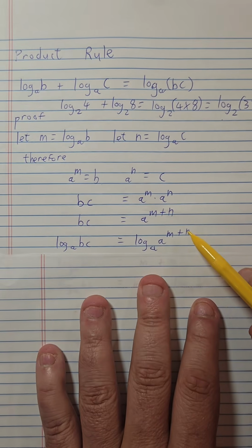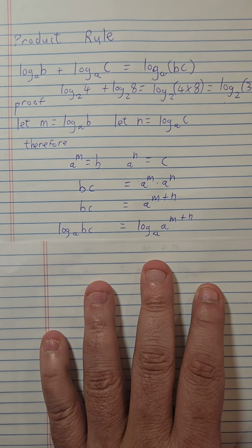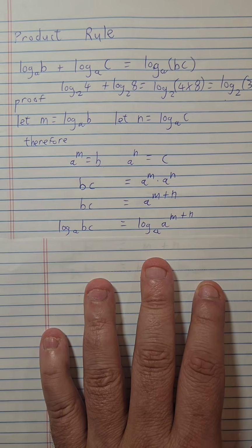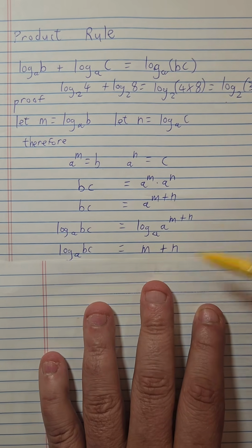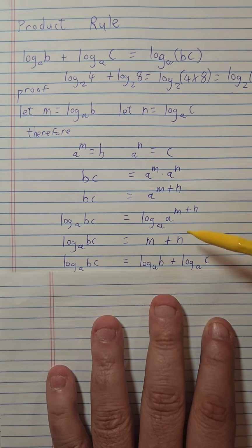So A to the power of what gives us A to the M plus N? It's A to the power of M plus N equals A to the power of M plus N. Therefore, that simply equals M plus N.